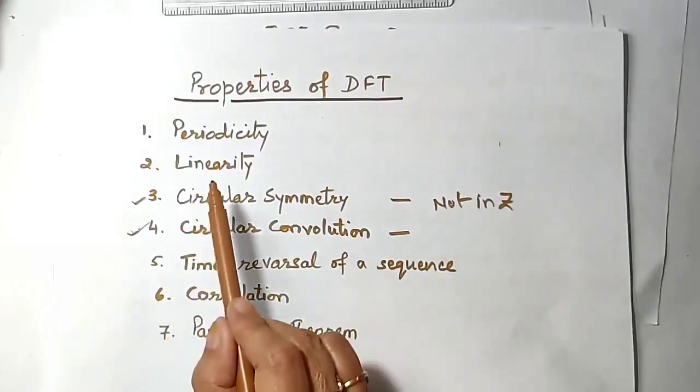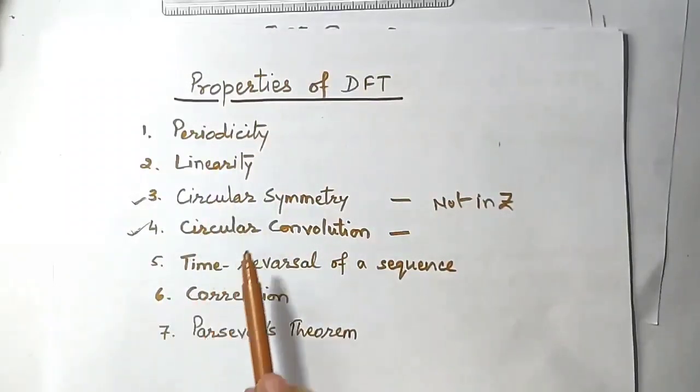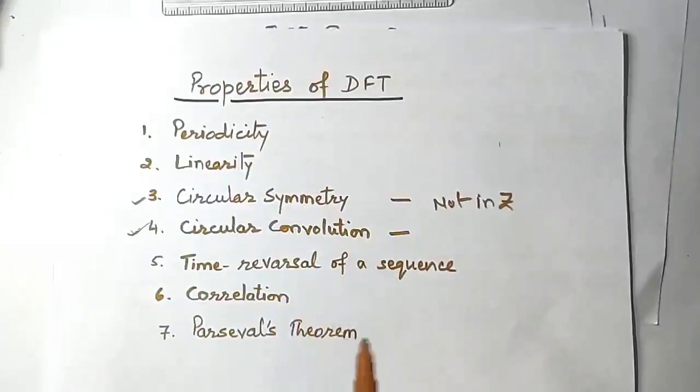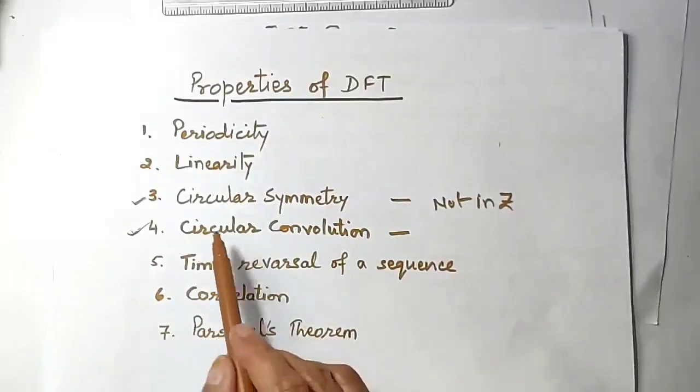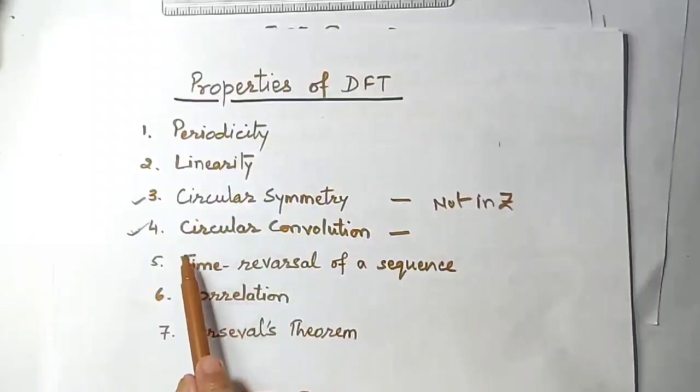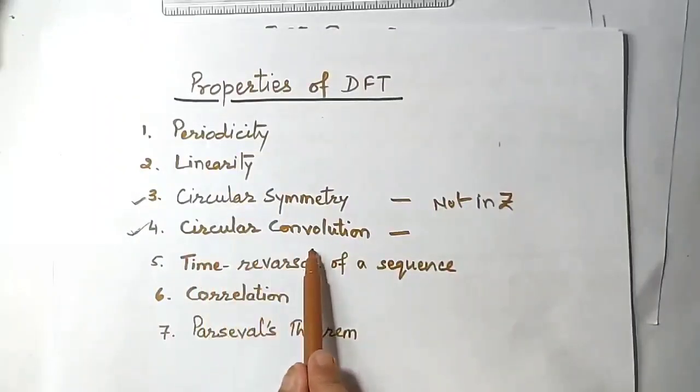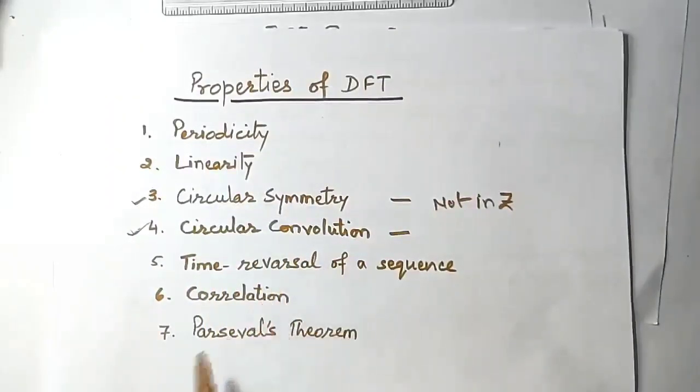Now, in the continuation of the properties, we have seen periodicity, linearity, and circular symmetry, which was not in Z. We have taken how shifting is possible and how shifting is in circular format. Now, the next is the circular convolution. Convolution is a very important property, just because we can't multiply two sequences directly in the time domain.